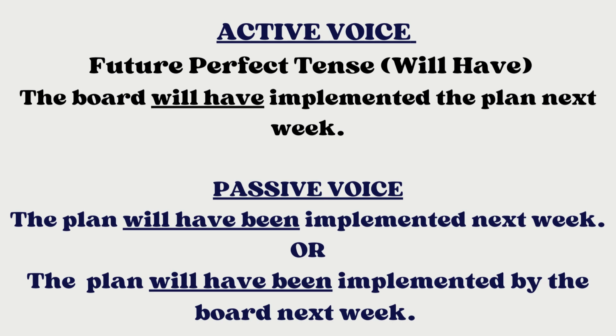When the future tense is combined with the perfect tense, this is how it will look like in the passive voice. The plan will have been implemented next week, or the plan will have been implemented by the board next week. We use the auxiliary verb been to form the passive voice.